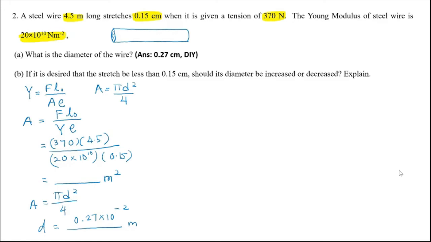And then for part B, if we desire to stretch less than, the amount of elongation is less than 0.15 centimeter, should the diameter be increased or decreased? Logically, if we want to stretch the wire less than the stretch amount, of course the diameter is increased. Put the answer first: diameter increases.